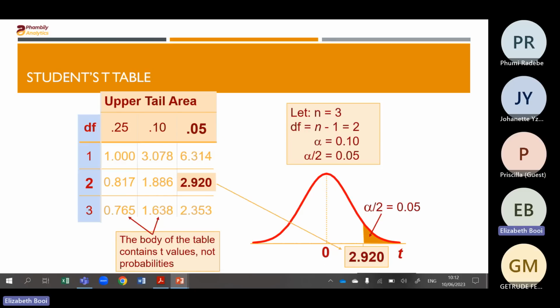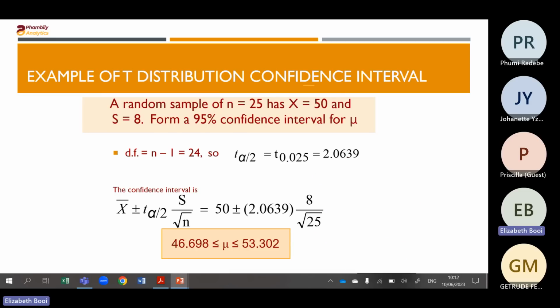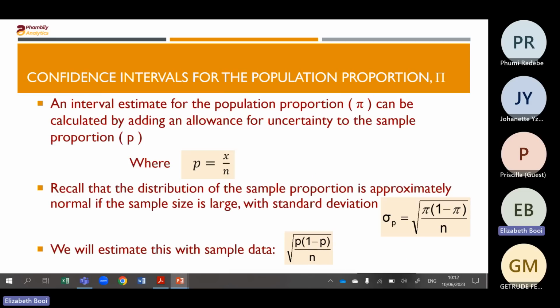We looked at how we find the critical value on the table, and we looked at an example. Now, today, we're going to continue and look at how we do a confidence interval for the population proportion. We know that the estimate of a population proportion will be denoted by a pi symbol, and this can be calculated by adding an allowance of uncertainty to the sample proportion, which is our p.